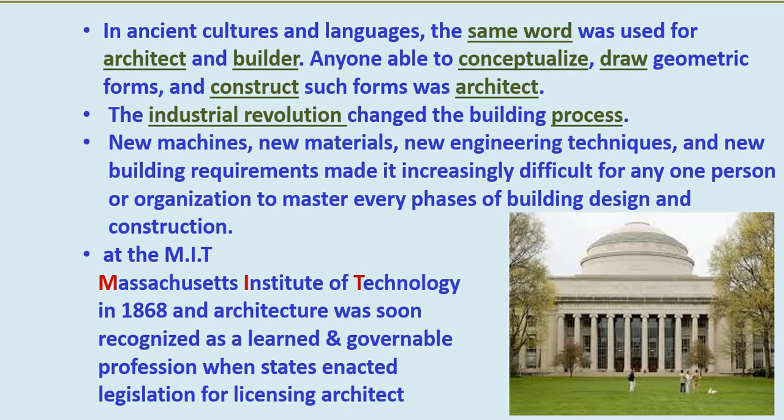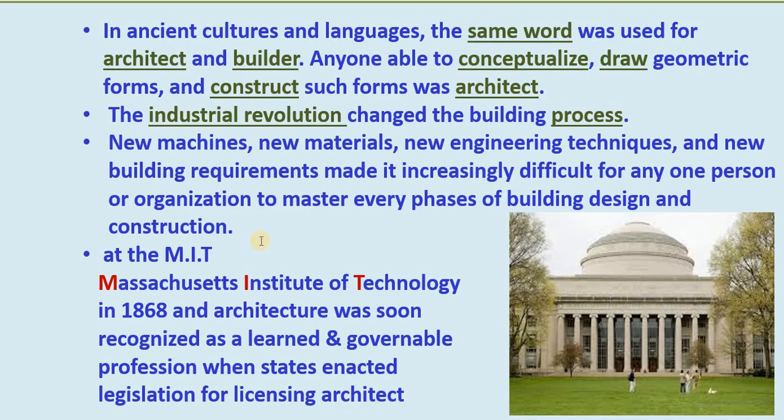After the Industrial Revolution, the building process changed. Right now we use a lot of machines and many techniques for architects and engineers to draw, and new buildings have difficult requirements, so many people can work on different phases of building design and construction.